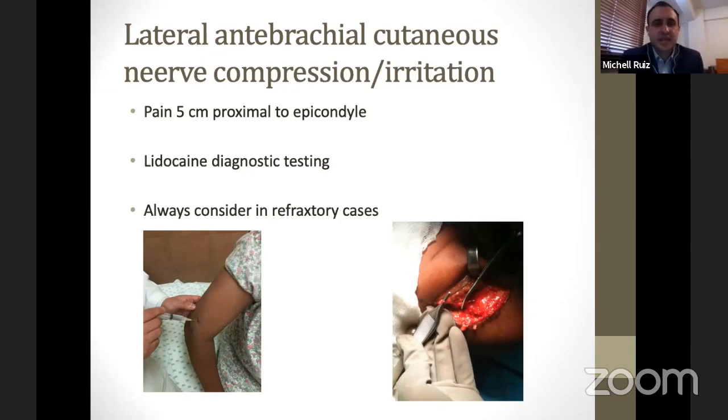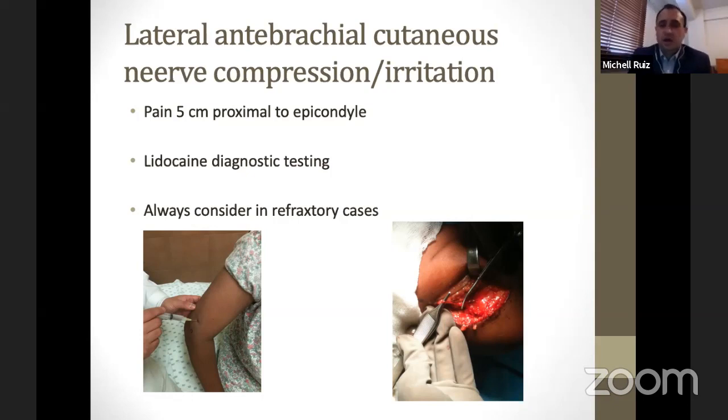The final differential diagnosis that we have to take into consideration is a lateral antebrachial cutaneous nerve compression or irritation. It is a differential diagnosis that I am seeing more and more at my office. And we have to be very careful because it presents almost identical to lateral elbow tendinopathy. The difference is that these patients have very painful palpation at a point that is located 5 centimeters or 2 inches proximal to the epicondyle. The patients with pure lateral tendinopathy do not have any reason to be painful if palpated at this point, but the patients with lateral antebrachial cutaneous nerve compression or irritation will.